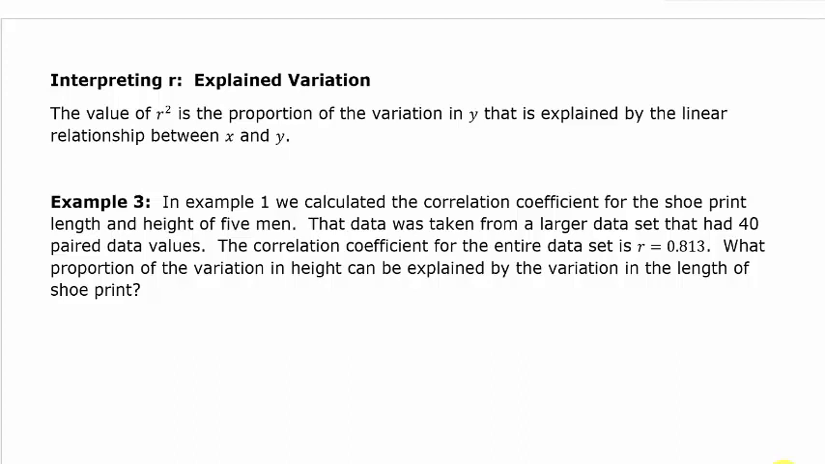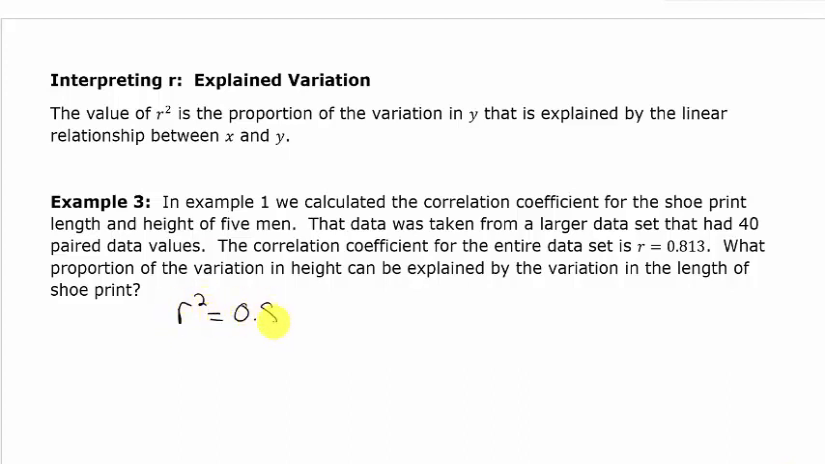So in this example, we're going to talk about example 1 again, where we did the hand calculation for R. That was about the length of someone's shoe print and their height, and is there a linear correlation amongst those two variables. So we did this for 5 men. The data was taken from a larger data set that had 40 paired data values. The correlation coefficient for the entire data set is R equals 0.813. What proportion of the variation in height can be explained by the variation in the length of shoe print? This proportion is R squared.